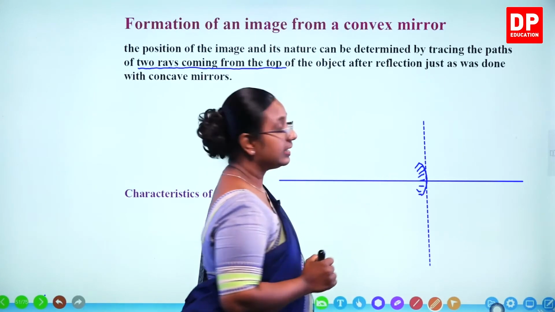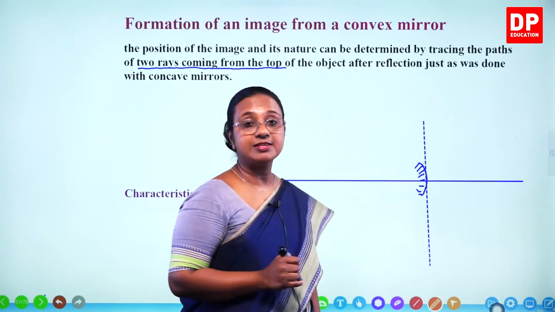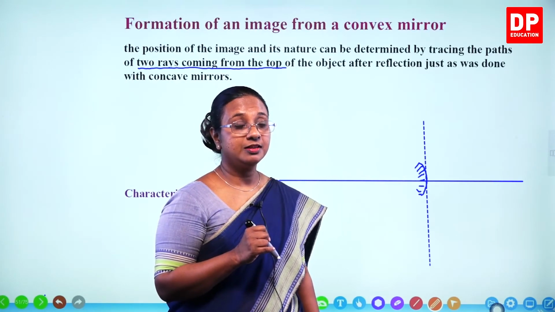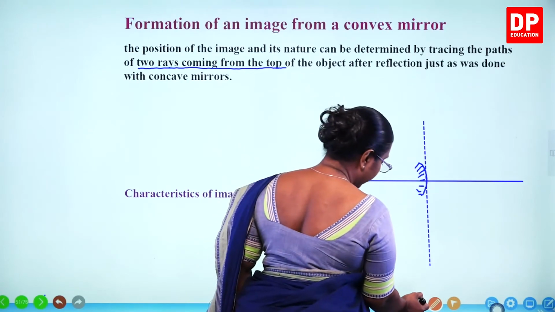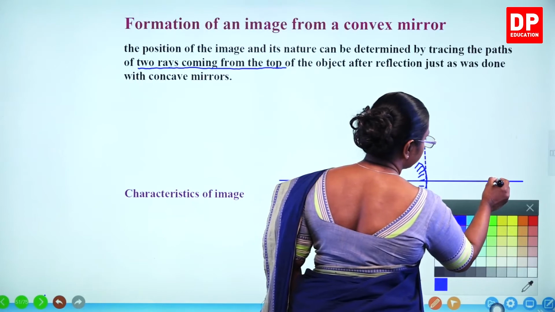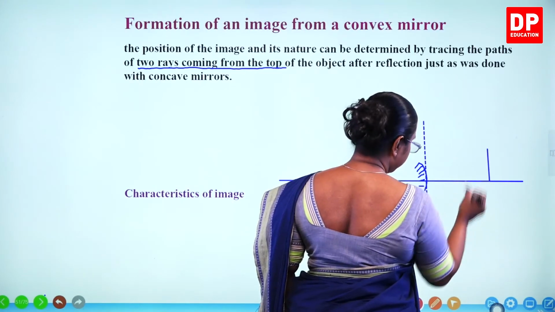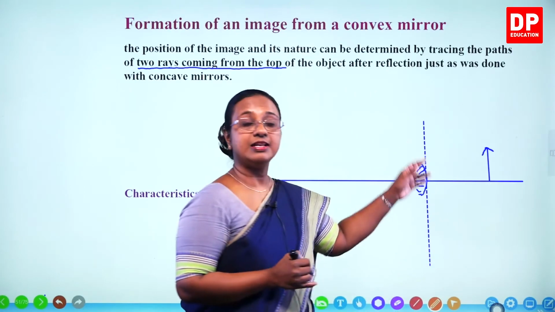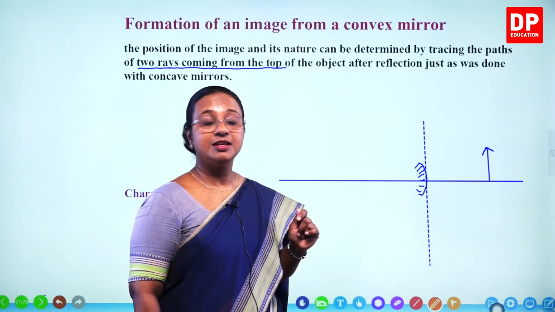So the mirror is there. It is a convex mirror. Then how do we show the object? The object has to be in front of the mirror. So we will draw an object here. It's indicated by an arrowhead, that is the top of the object.